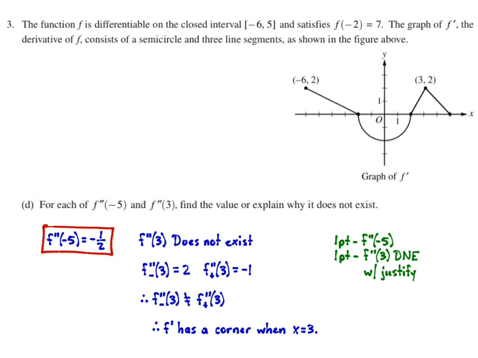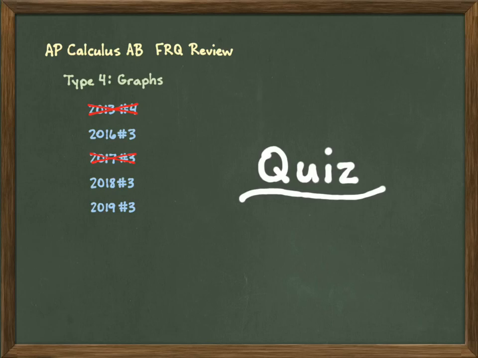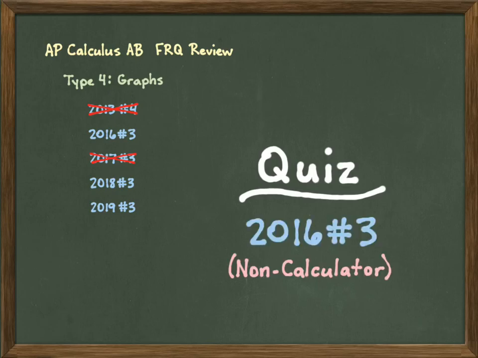So go ahead and grade yourself and get ready for the next problem. The next problem here is going to be 2016 number 3. This is a non-calculator problem. This is counting as a quiz, so you should be doing this on your own, setting a 12-minute timer, and then coming back and watching the next video to see how you did.